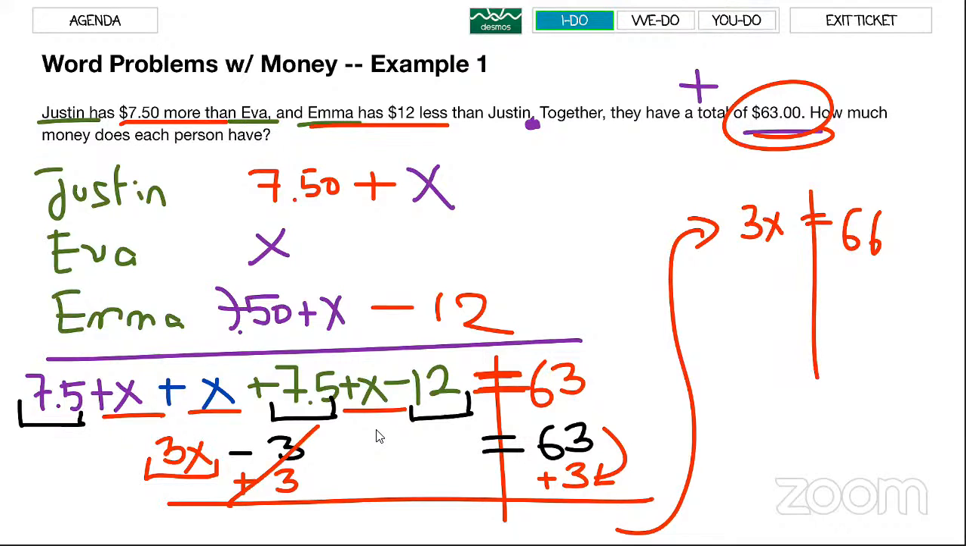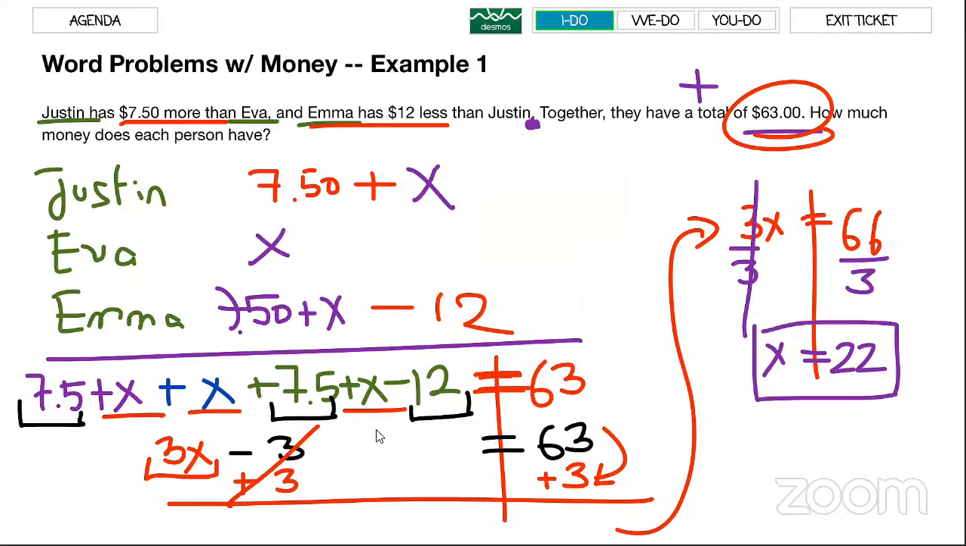Okay, so the last step is you have to divide by 3. Please do not ask me again why we're dividing by 3. It's because then only x is left on the left side, and 66 divided by 3 becomes 22. Okay, who has $22? Just go back to what you listed in the problem. Because Eva is X, Eva will have $22.